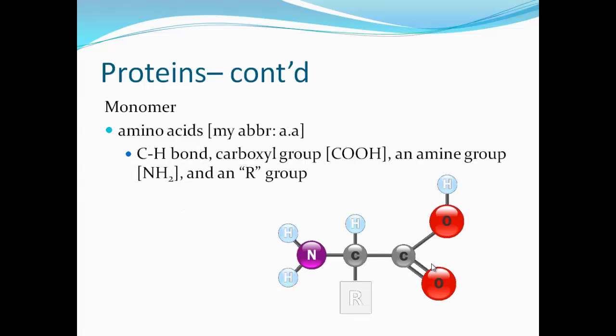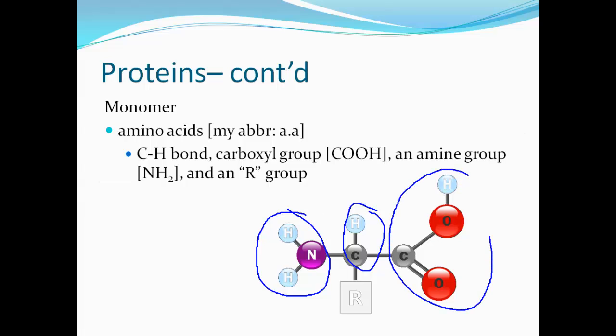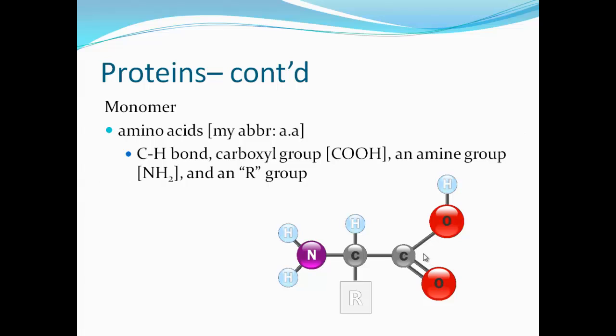So if you don't remember, the monomer of proteins are amino acids. They're going to be abbreviated AA. All of them have a CH bond in the middle. They have an amine group here, which is positively charged. And they have a carboxylic acid group, COOH. They also have this side chain, R. There's no element R, but this R represents something that can change. So this R group is the only thing that's changing per amino acid.